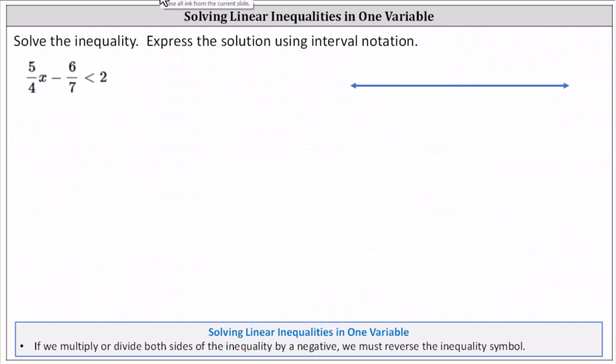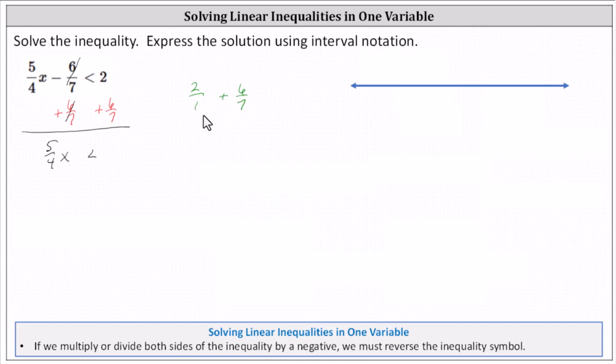The first step is to isolate 5/4 x by adding 6/7 to both sides of the inequality. Simplifying, we have 5/4 x is less than 2 plus 6/7. Let's show this sum on the side. Let's write 2 as 2 divided by 1, and then plus 6/7.